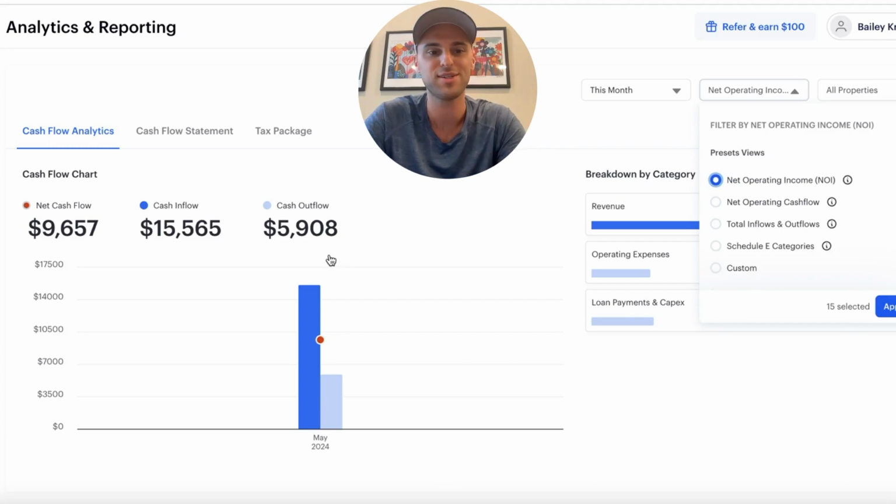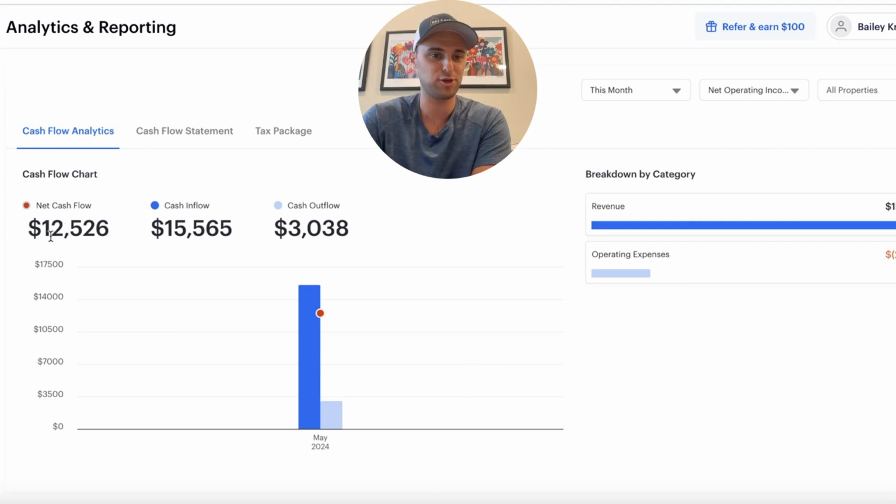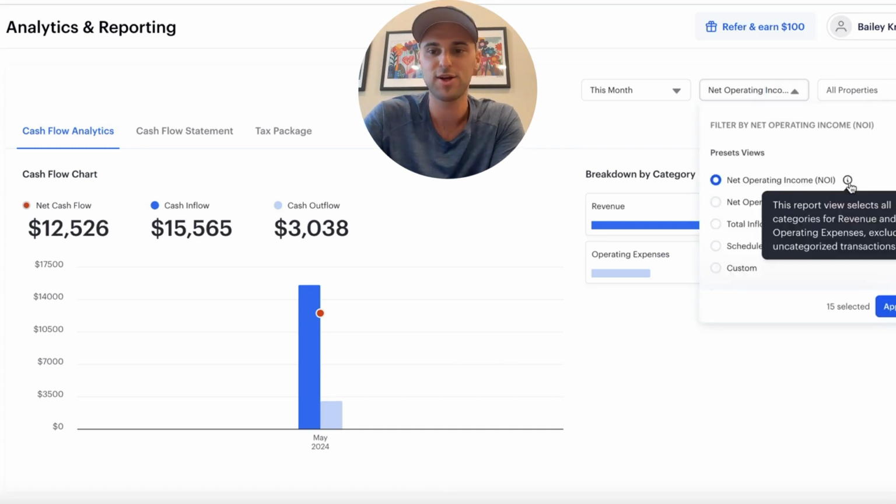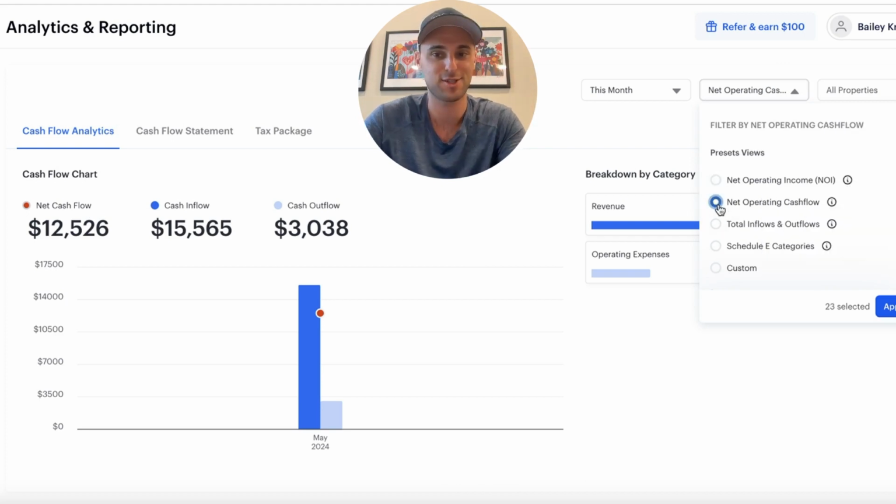So watch what happens to the numbers here. If I just press on this NOI, oh, my net cash flow jumps to $12,000. That's because it doesn't take into account the mortgage payments. And obviously the mortgage payments are an expense, so you should see those.